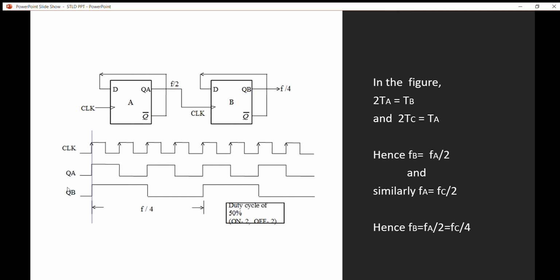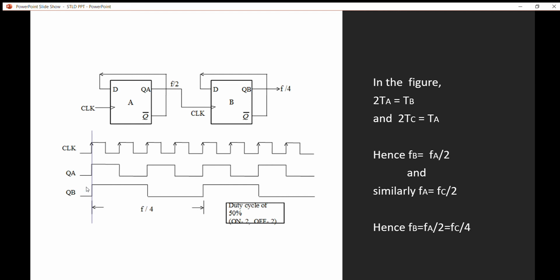Now, in order to draw the waveform of the output QB, we need to consider the waveform of the output QA, because QA was serving as the clock signal for the flip-flop B.